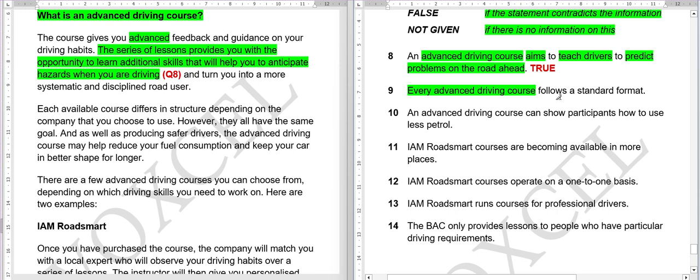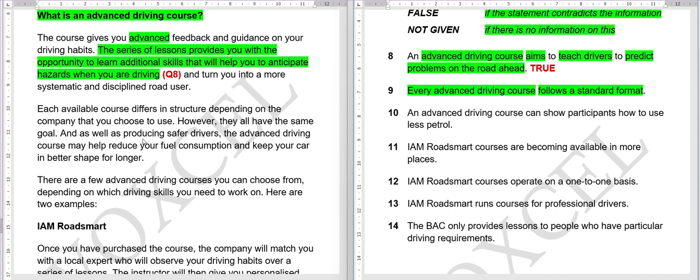But every course follows a standard format. So the format is the same. You may choose A, B, C, whatever course you want, but the basic format will be the same. It doesn't change. If that is the case, our answer will be true. But if every course is different, and they don't follow a standard format, they have all made their own format or their own course according to their own wish, and there is no similarity in any course, the answer will be false. And if we don't know what kind of format they follow, the answer will be not given. I hope it is clear.